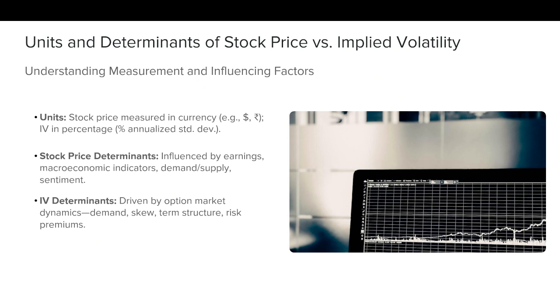Measurement units and determining factors play a crucial role in distinguishing stock price from implied volatility. Stock price is denominated in monetary units like dollars and rupees and is a direct outcome of trade interactions and macroeconomic influences. Implied volatility, in contrast, is a statistical estimate expressed in percentage terms, typically annualized standard deviation.